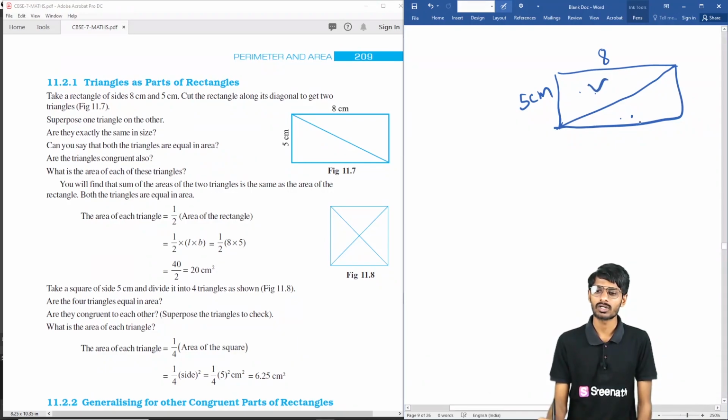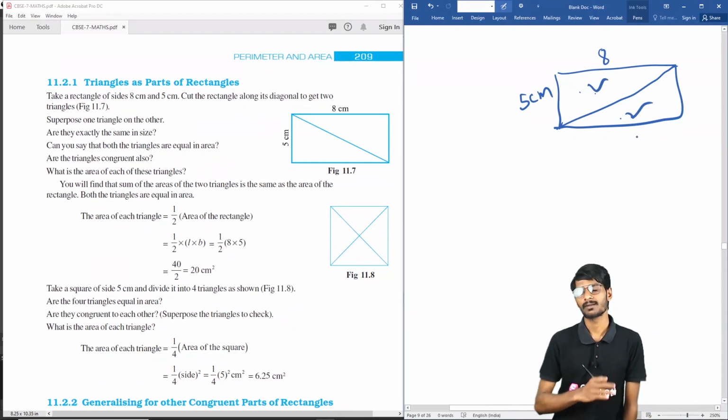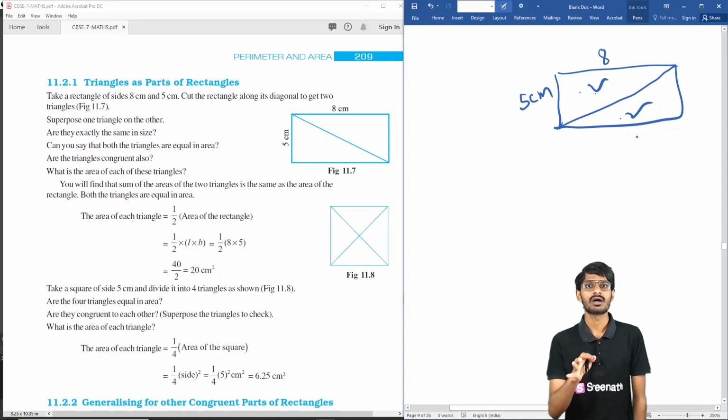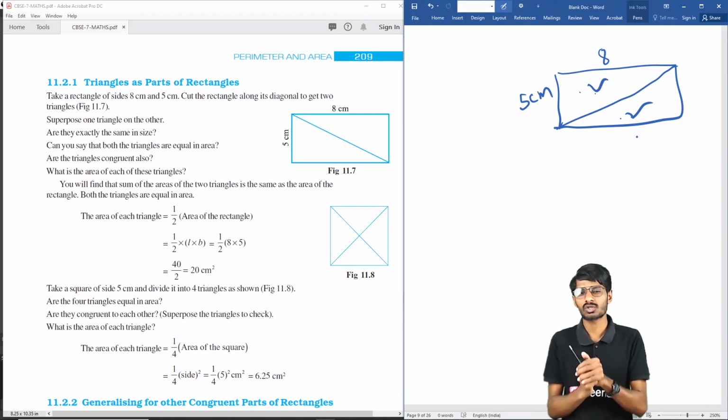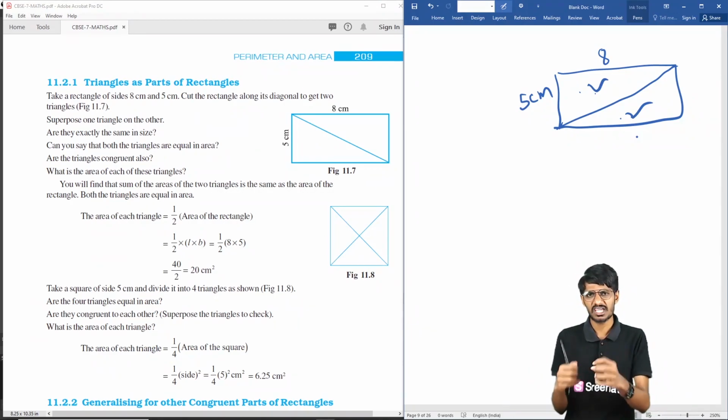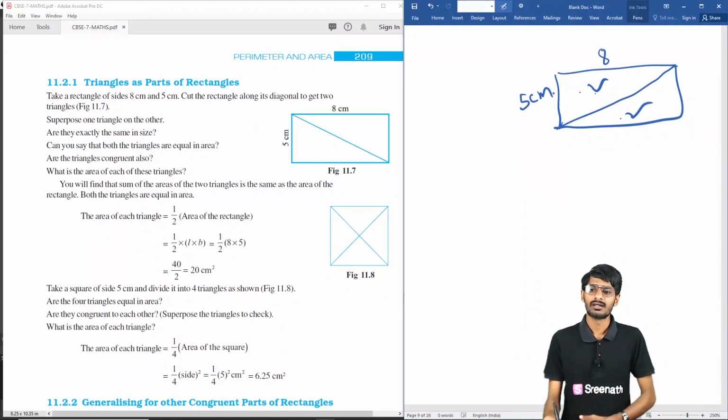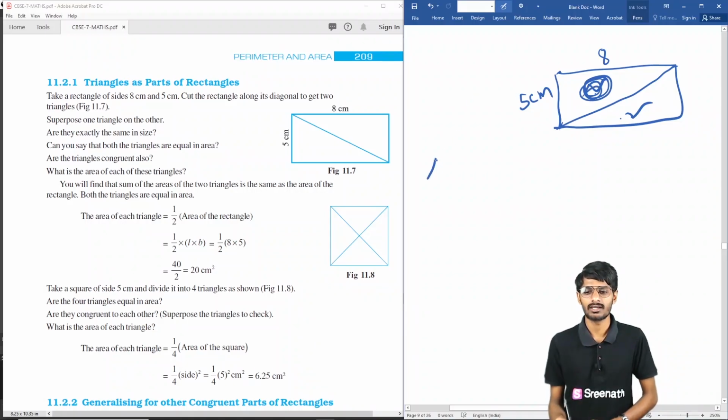These two are congruent. Congruent means having the same shape and same size. If you place them one over the other, they will completely match each other. So both triangles are congruent. Both triangles are the same, like Xerox copies. Then what is the area of this triangle?